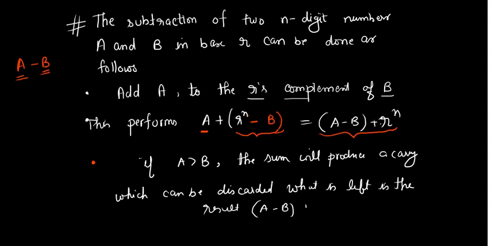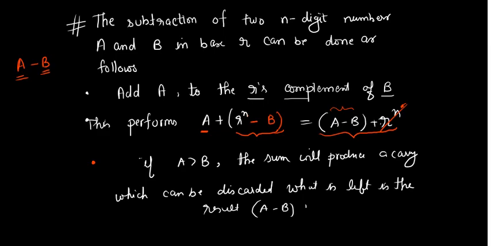So if A is greater than B, we'll see that the output of the summation we have performed will produce a carry, which can be discarded. Once we discard the carry, we will get the answer. What is left is the result, A minus B. This is the case when A is greater than B.